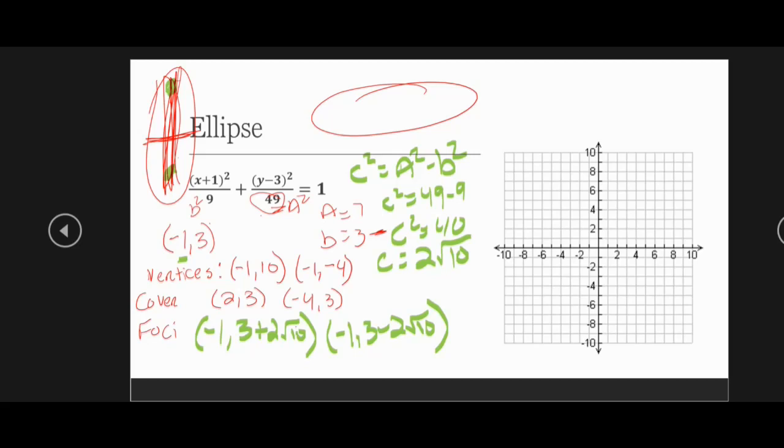Alrighty, so let's start with the center, which is -1, 3. Vertices are -1, 10, -1, -4. Co-vertices are 2, 3, and -4, 3. So after that, you can connect the ellipse. Again, the ellipse is more oval-like, but you do want to make sure it looks smooth, with circular edges. It shouldn't be like straight lines here. It should look circular-ish. All right, so something like that is how our ellipse should look.